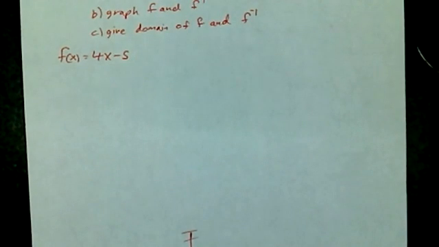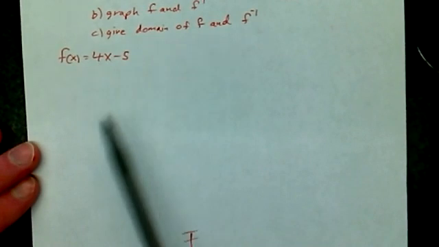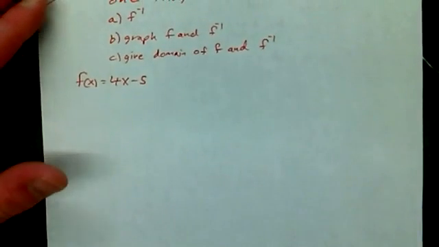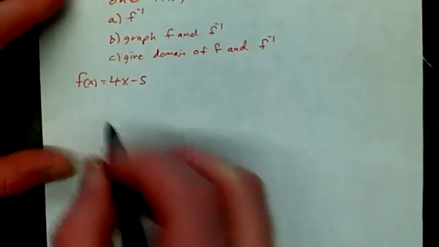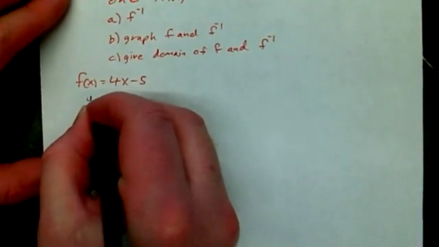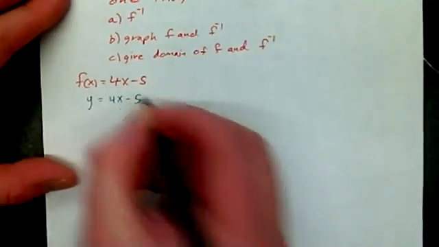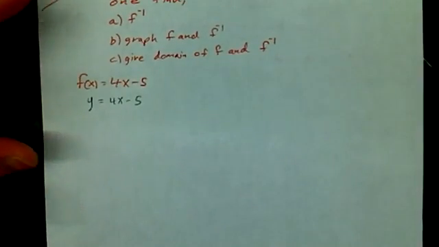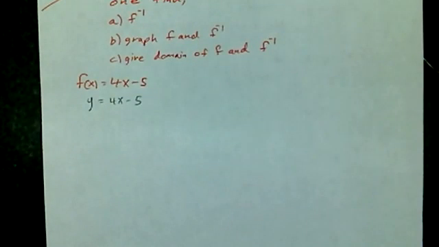So the first thing you should do is verify that it has an inverse. Since this is linear and it looks like a line, I know it passes both the vertical and the horizontal line test, so I know it does have an inverse. Here's the process, and I think they outline this in your book: I'm going to change this to y equals 4x minus 5, and we know that means the exact same thing. We're just not using the function notation.